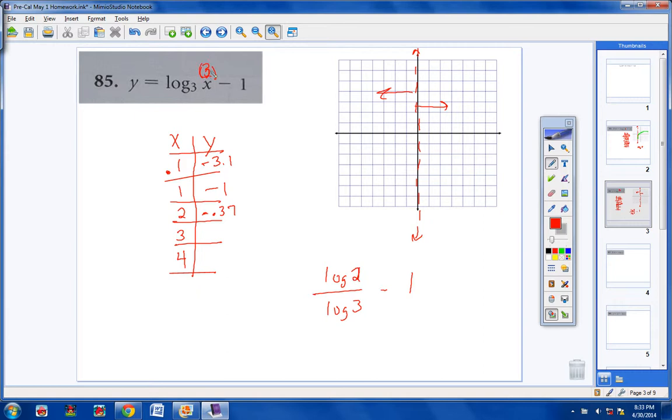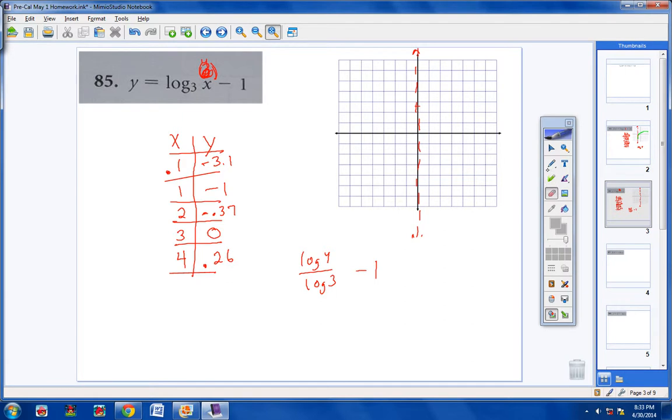And now let's put a 3 in for x right here. So log base 3 of 3 -1. Now I can tell you right now, if I take log of 3 divided by log of 3, I will get 1, and 1 minus 1 is 0. Now I'm going to put a 4 in for x, and so basically what I have now is log of 4 divided by log of 3 minus 1. So log 4, enter, divided by log 3, enter, -1, enter, gives you a 0.26. And now we're ready to go ahead and graph this logarithmic function.